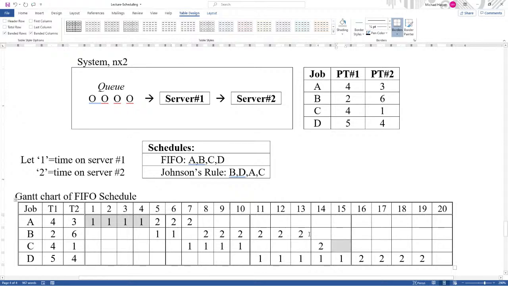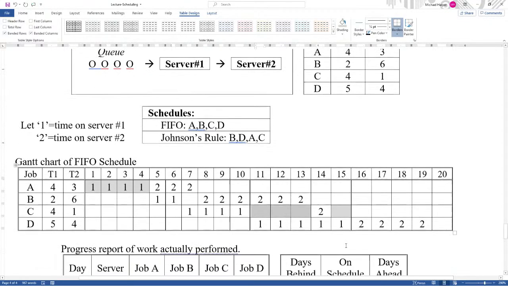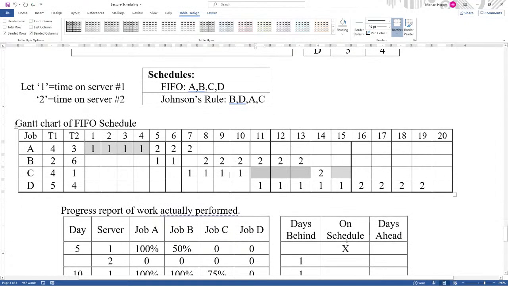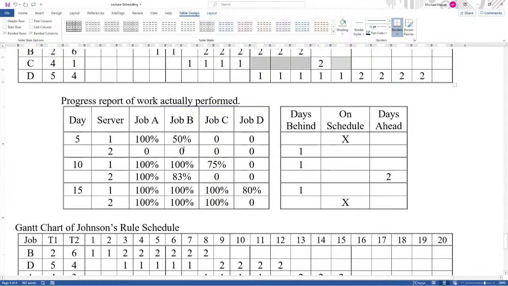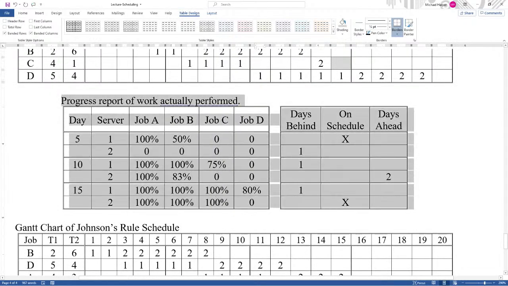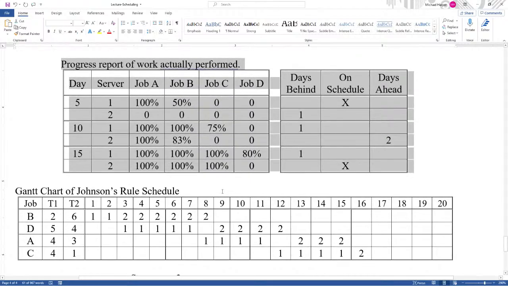Now, when this time is greater than this time, you're going to have queue time. And we'll see that here. You'll see that in the homework, which I will illustrate. So we can see a lot from the Gantt chart. Now we can also use the progress report to actually analyze schedules.